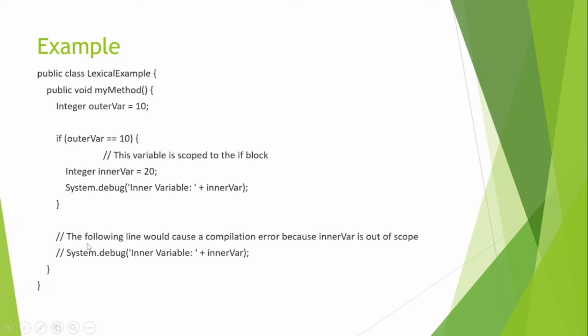In this case, the following line would cause a compilation error because innerVar is out of scope. innerVar, this one, is out of scope. So System.debug('innerVar: ' + innerVar), what we are trying to print over here.